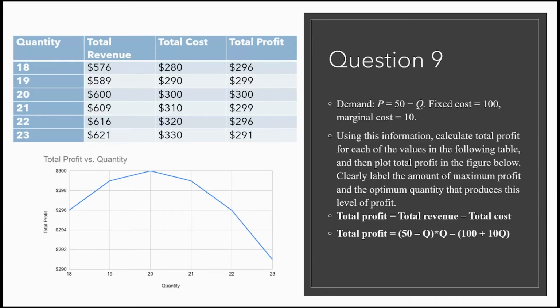True. So question 9 gives P equals 50 minus Q, a fixed cost of 100 and a marginal cost of 10. Using this information, I calculated total profit for each value in the following table and then plotted profit versus quantity. Total profit equals total revenue minus total cost. So that would be (50 minus Q) times Q minus (100 plus 10Q). You can see the graph in the bottom left.